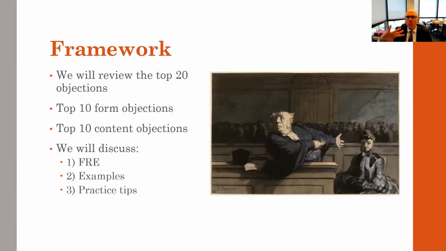Now, as I said, basically what I'm going to be doing is covering the top 20 objections. If you look at many books, many guides, some of them have dozens and dozens of objections. Some of them have up to 100. And my view of things is that gets to a point that it's not very helpful. Instead, what I try to do here is focus on the top 20 objections, top 10 as to form, top 10 as to content. And then in talking about these objections, I'll focus on the rule, I will focus on examples, and also on practice tips.